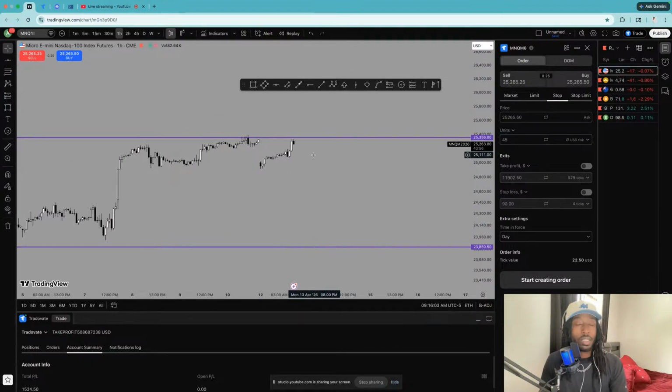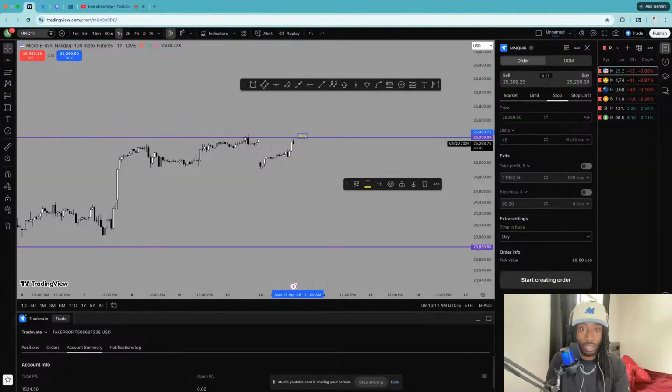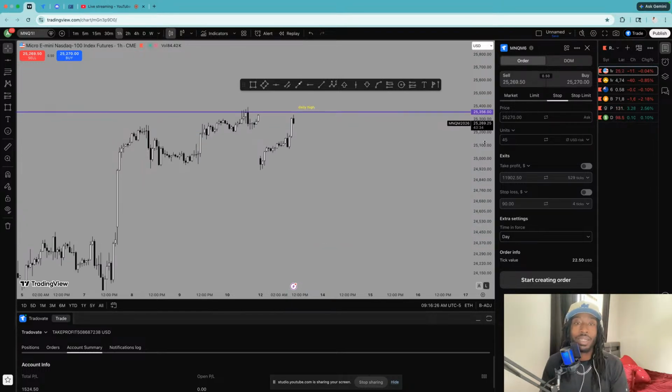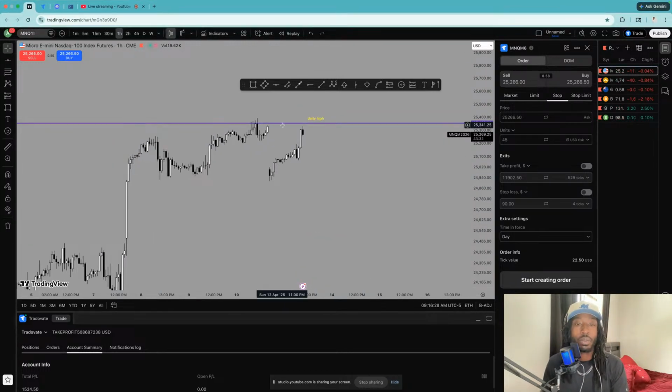All right, so we got our daily. Mark this up. We got our daily high, and we got our daily low, right? We're keeping it simple. We just want to know where price is and where it's been. So we're down to the hourly. I might do 2 hours sometimes, but we're just going to stick with the hourly.